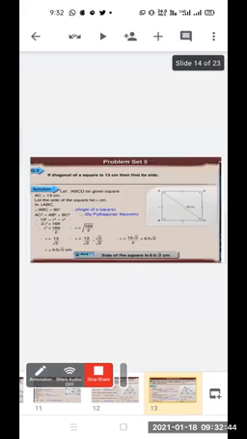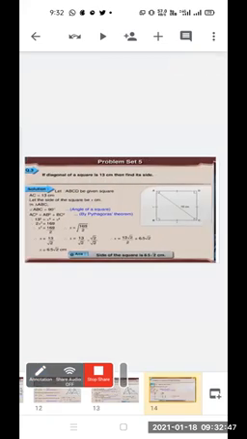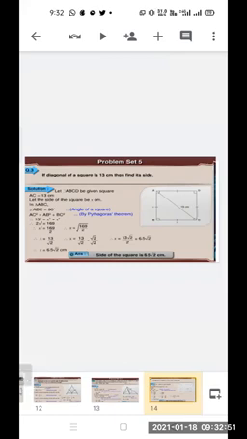So again we're going to solve practice set questions. Let us see the first question. Question number 3. What is given? If the diagonal of a square is 13 centimeter, then find its side. Diagonal of a square is given as 13 centimeter, then find its side. Very easy question, children. Diagonal is given, we can find the side.